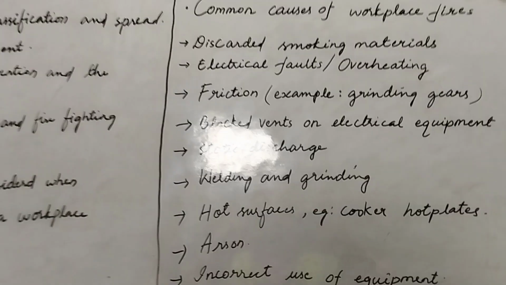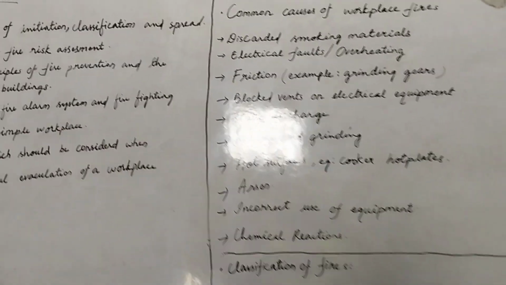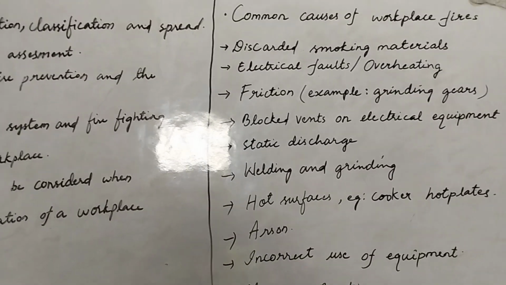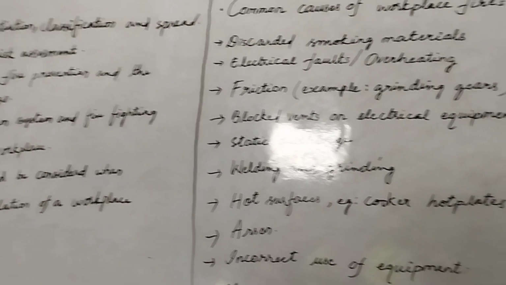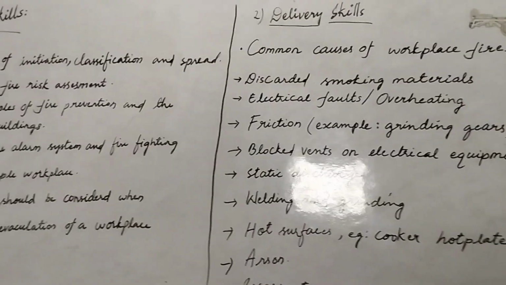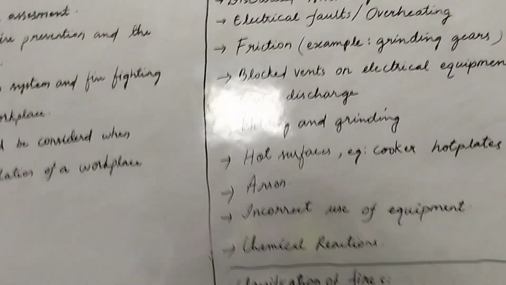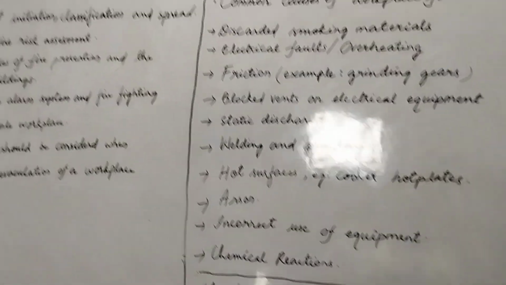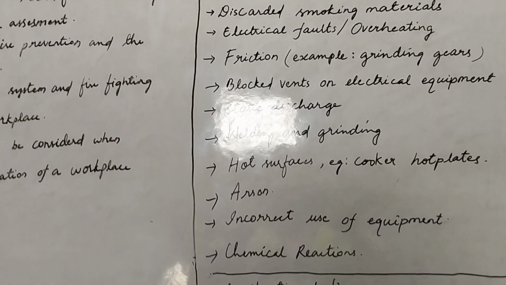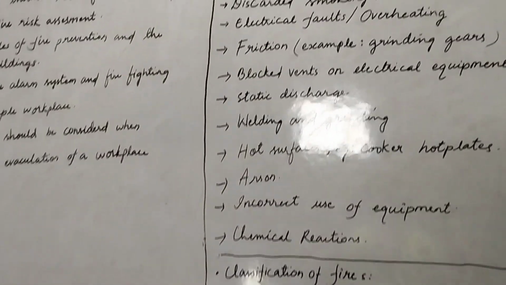Number 2: discarded smoking material, electrical fault, overheating, friction, for example grinding gears, blocked vents on electrical equipment, static discharge, welding and grinding, hard surfaces, for example cookers, hot plates, arson, incorrect use of equipment, chemical reaction.